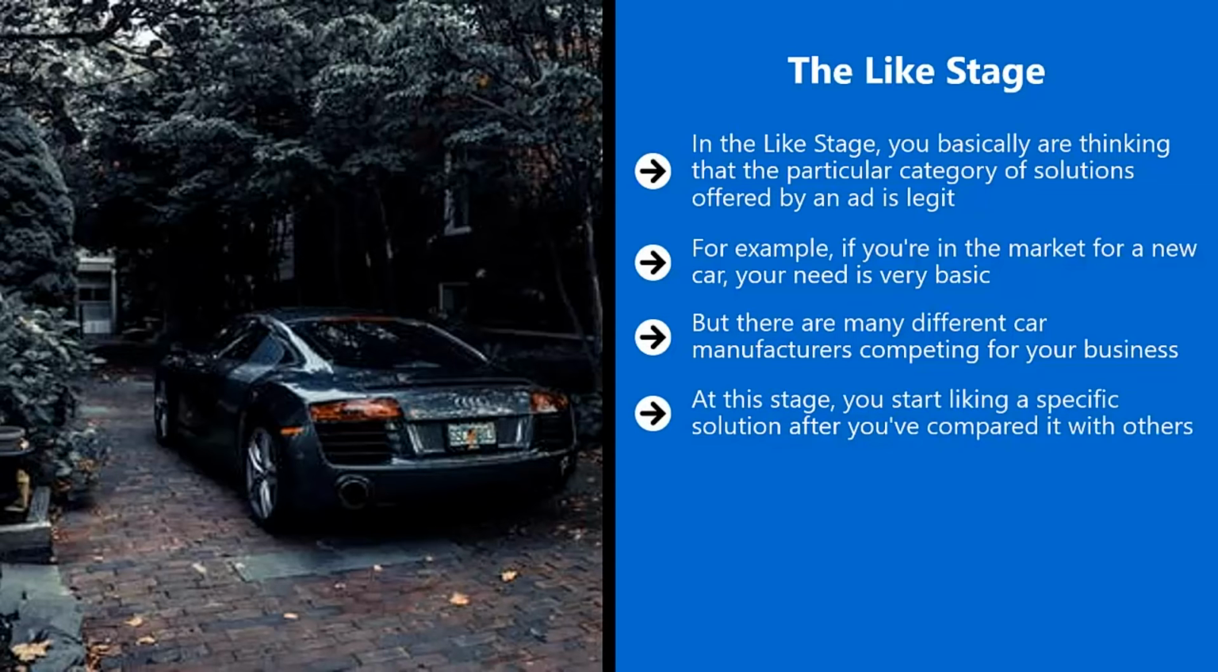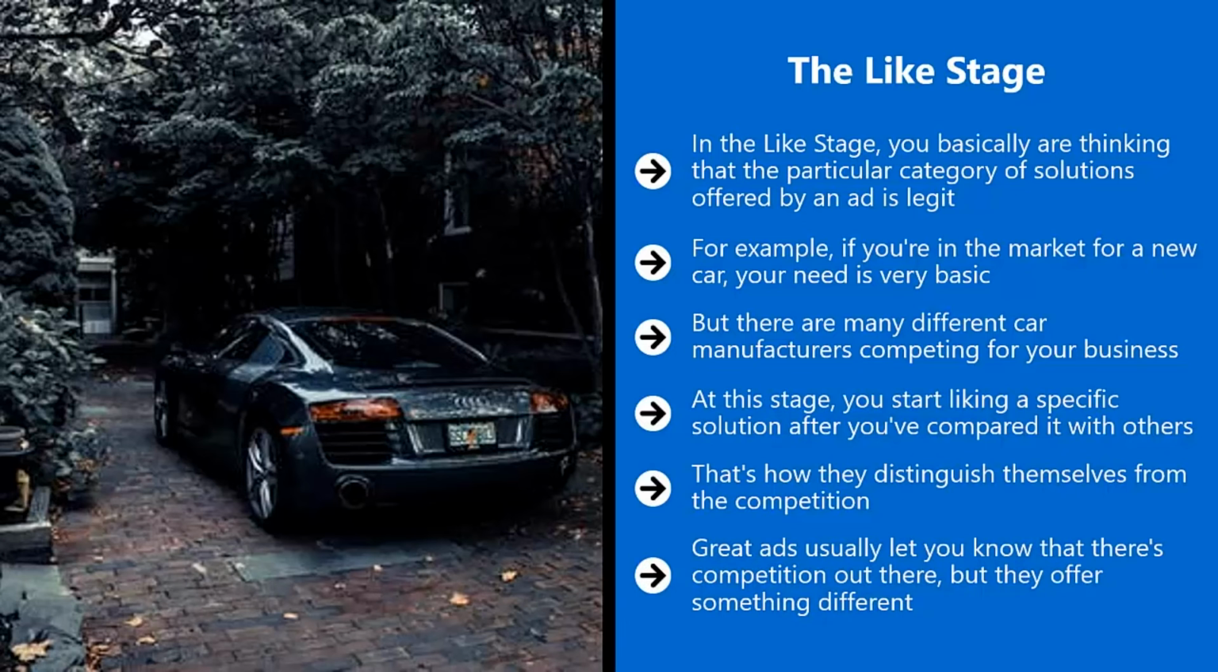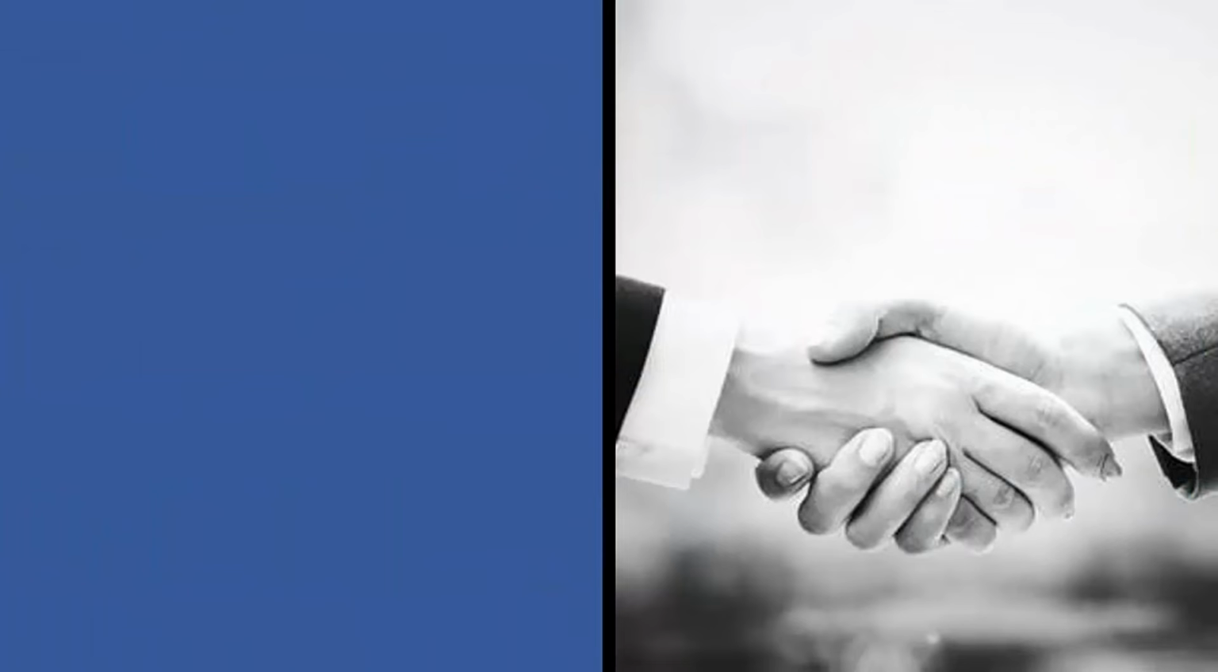At this stage, you start liking a specific solution after you've compared it with others. And usually, this is due to the fact that you've seen their ad several times. That's how they distinguish themselves from the competition. They don't run away from the competition. Great ads usually let you know that there's competition out there, but they offer something different. You like their specific take.